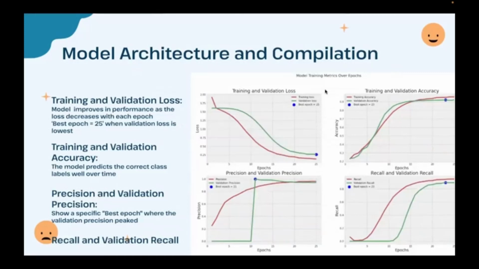Delving into the architecture and compilation of the model, we've seen that the performance improves as the loss decreases with each epoch, with the lowest validation loss observed at epoch 25. This trend is mirrored in the precision and recall metrics, with both showing excellent results over time and the best epoch for validation precision peaking notably at epoch 11.